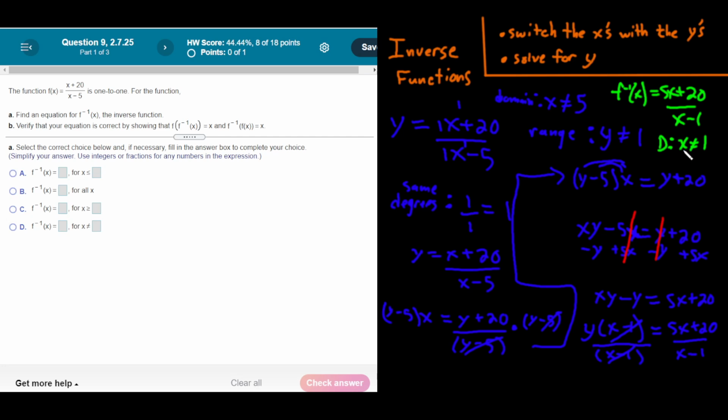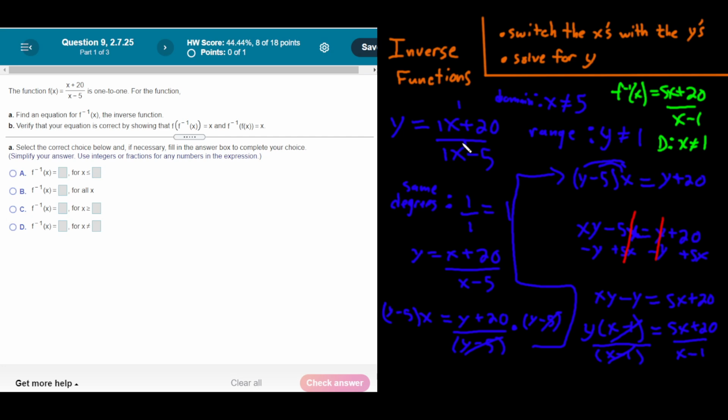And check this out. Didn't we technically have something similar? Didn't we already find the range of our original? Why cannot be equal to positive 1? So we can find the domain of one, and if we find the domain of one, we can get the range of the other by just switching the letters. So, we're going to do that next time.